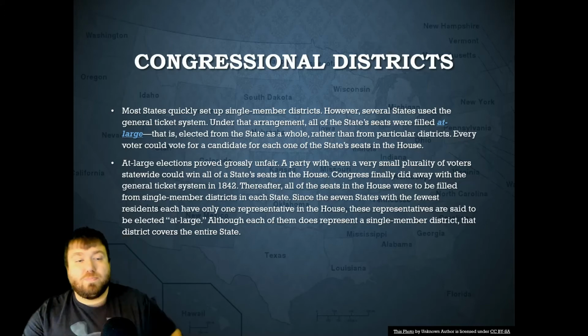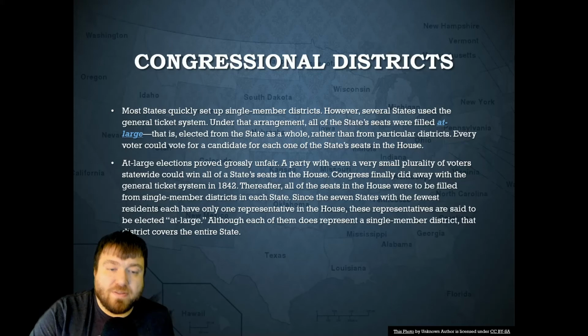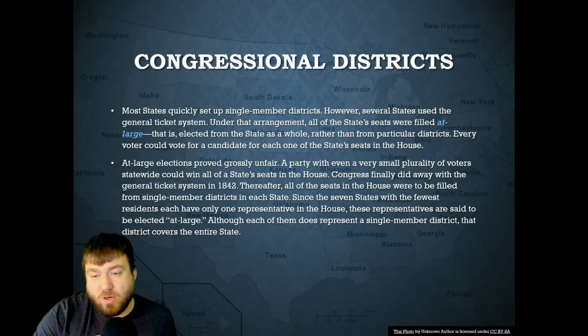At-large elections proved grossly unfair. A party with even a very small plurality of voters statewide could win all of its state seats in the House. Congress finally did away with the general ticket system in 1842. Thereafter, all of the seats in the House were to be filled from single-member districts in each state.